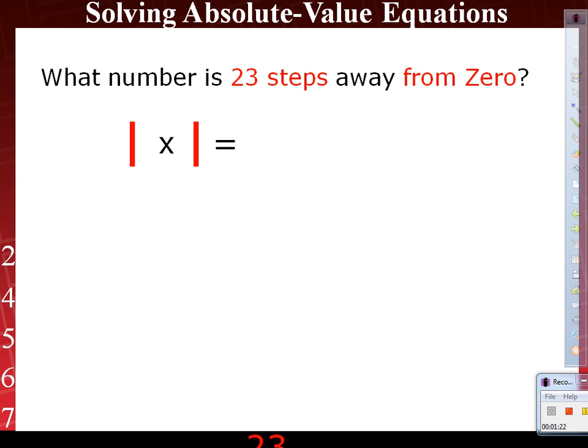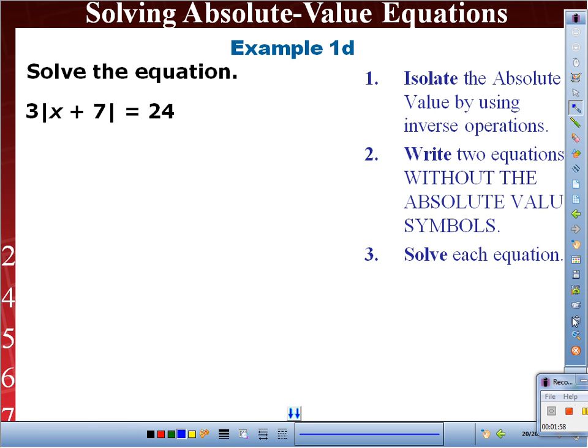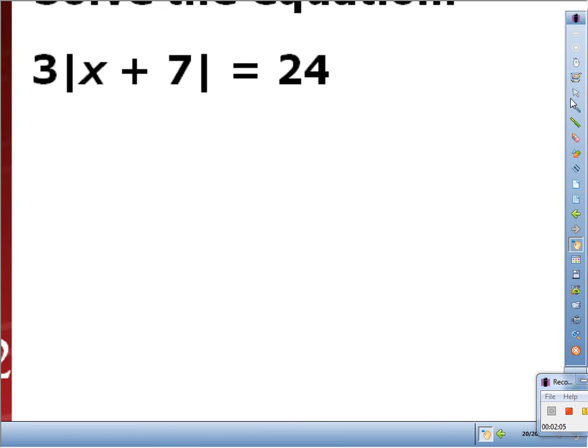Example 1B: 3 times the absolute value of x plus 7 equals 24. I'm going to zoom in. Let me get you started with this one. Here you go.